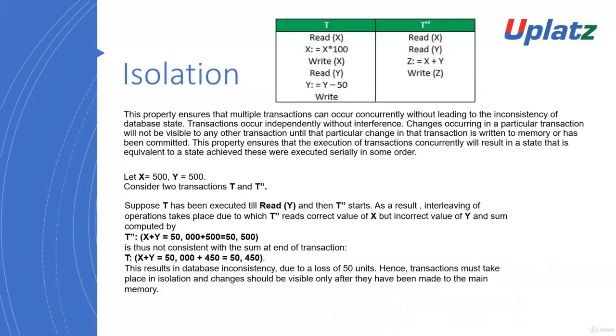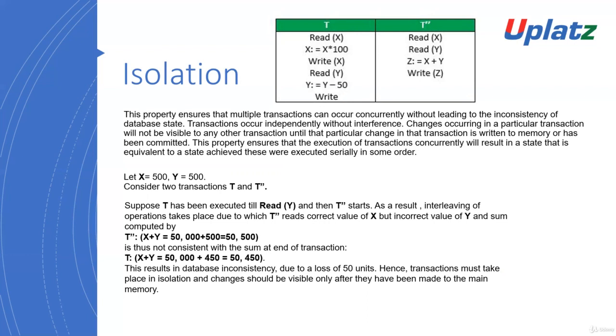Next for discussion is isolation, the third property of ACID properties. This property ensures that multiple transactions can occur concurrently without leading to inconsistency of the database state. Transactions occur independently without interference. Changes occurring in a particular transaction will not be visible to any other transaction until that change in the transaction is written to memory or has been committed.